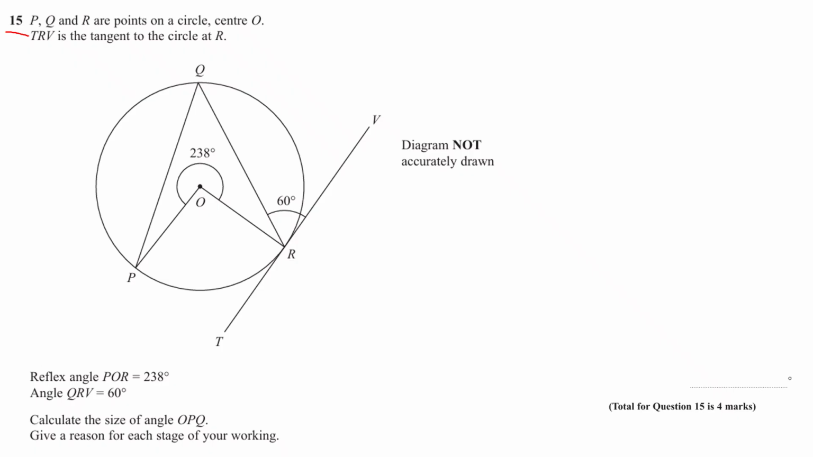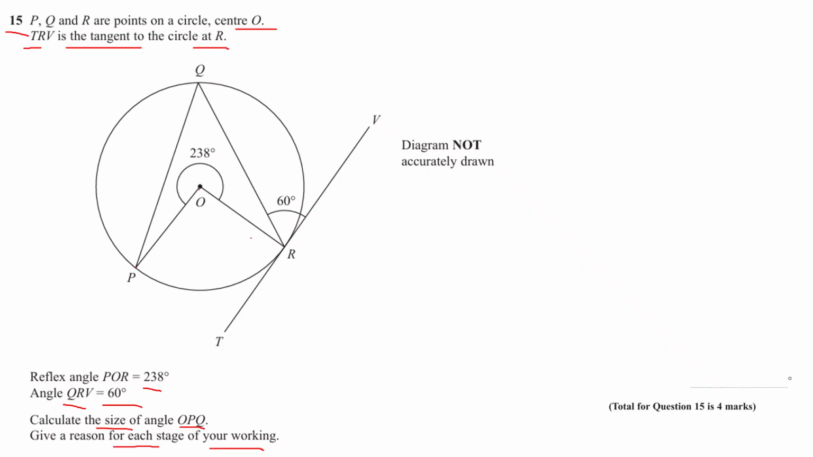Okay. So question 15, guys, it says P, Q, and R are points on a circle, center O, so center at the origin, O. TRV is a tangent, okay, that's very important, the tangent to the circle at R. It says reflex angle POR, which is this one here, is 238 degrees, and angle QRV is 60 degrees, okay, that's very important. Calculate the size of angle OPQ. Give a reason for each stage of your work.